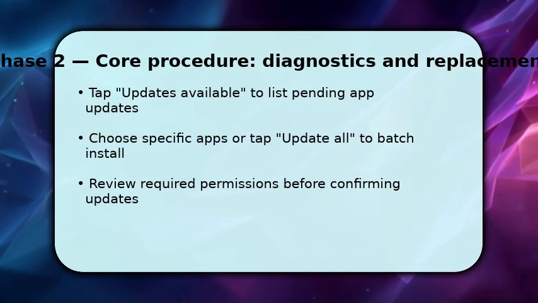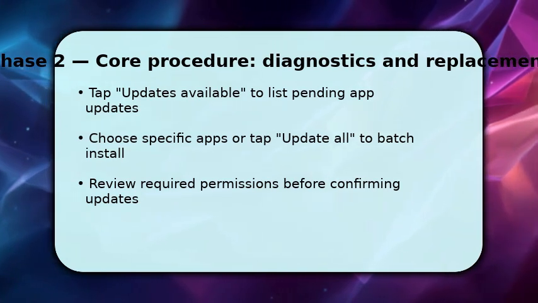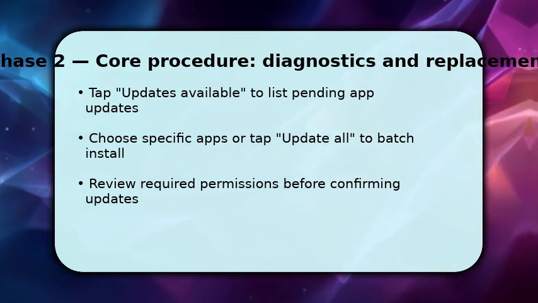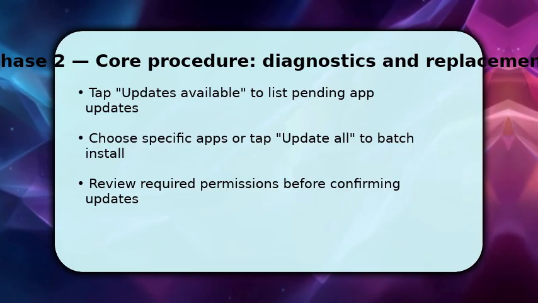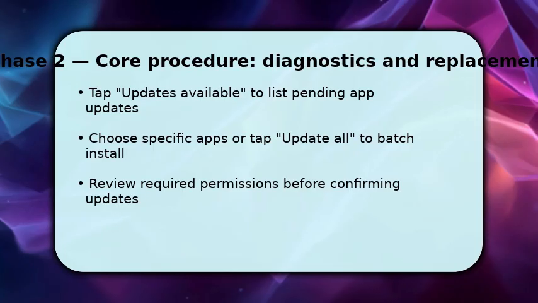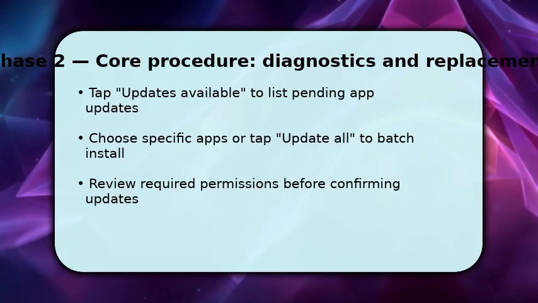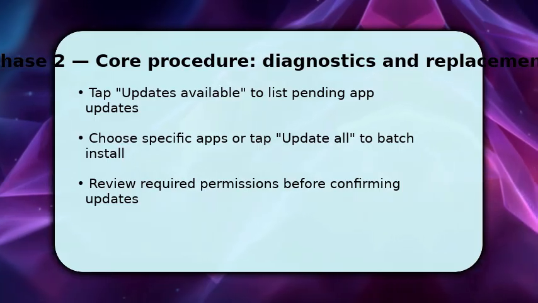You now pick which apps to update. Tap Updates Available and scan the list. Prioritize system and security apps first. If you want everything current, tap Update All, but if storage or bandwidth is limited, update selected apps individually. Before confirming, check each app's permission changes so you know why new access is requested.